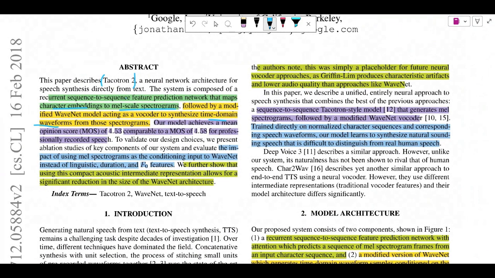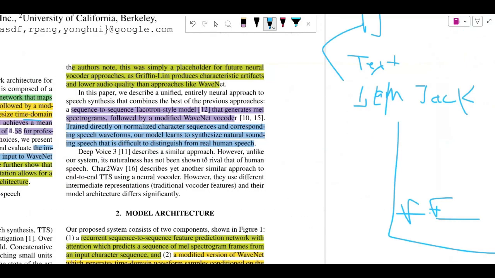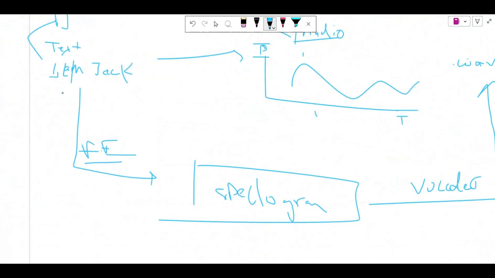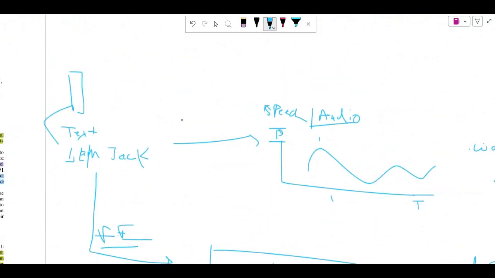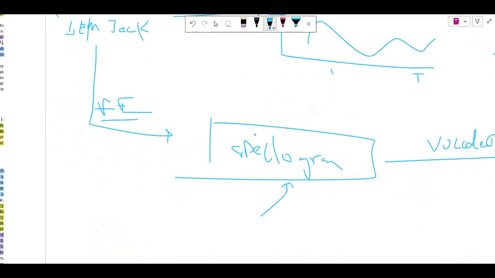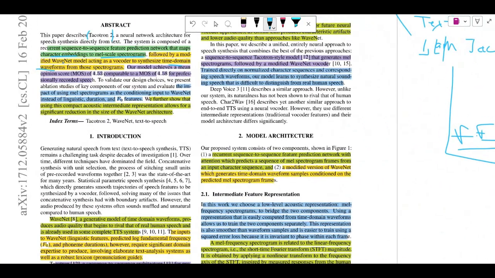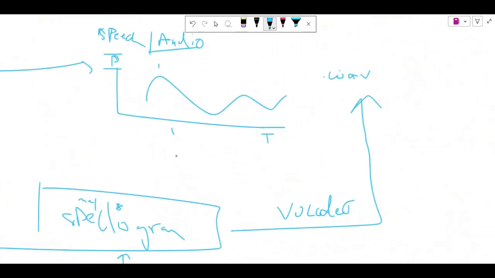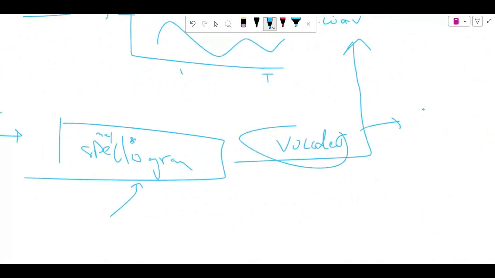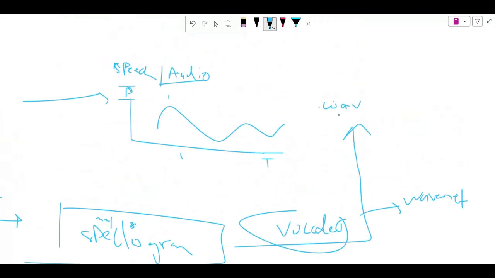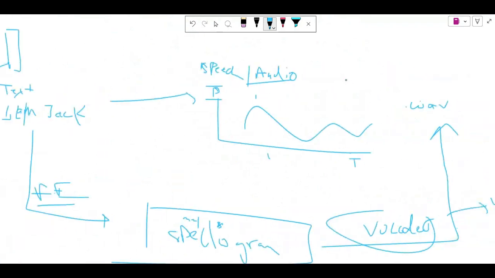As I say, they use a sequence-to-sequence model, a feature prediction network, that maps characters to mel-scale spectrograms. So a feature extractor which maps your text in the form of character embeddings to your spectrograms. Actually, it is mel spectrograms. We'll talk about what mel spectrograms and spectrograms are later. And then you have a modified WaveNet model acting as a vocoder to synthesize time domain waveforms from the spectrograms. The vocoder, in this case a modified WaveNet, which is a previous approach, takes the spectrogram and predicts the audio or the wave from it, the time domain wave.